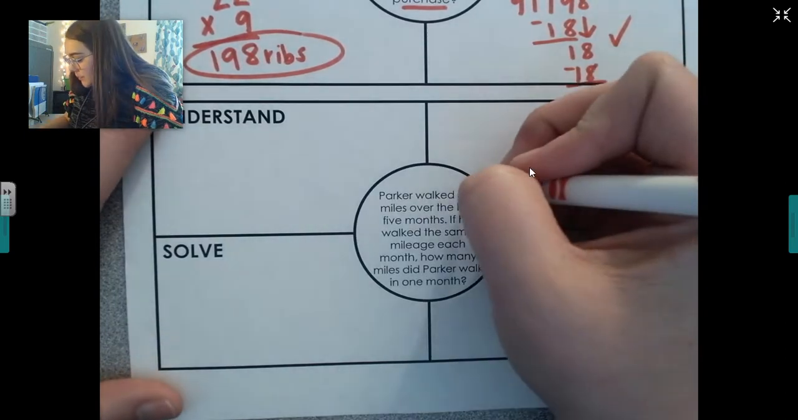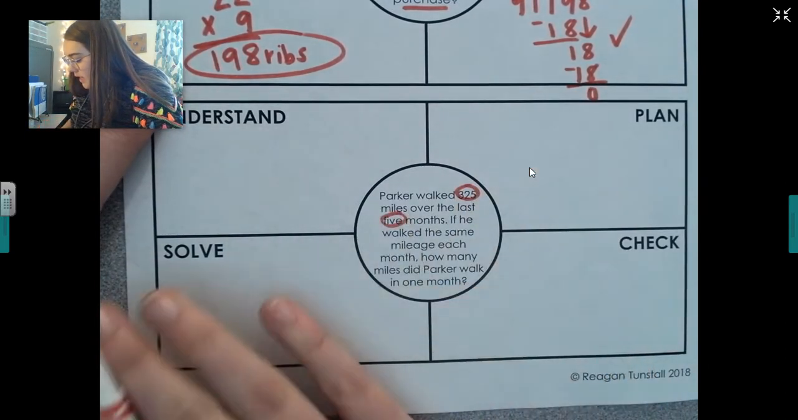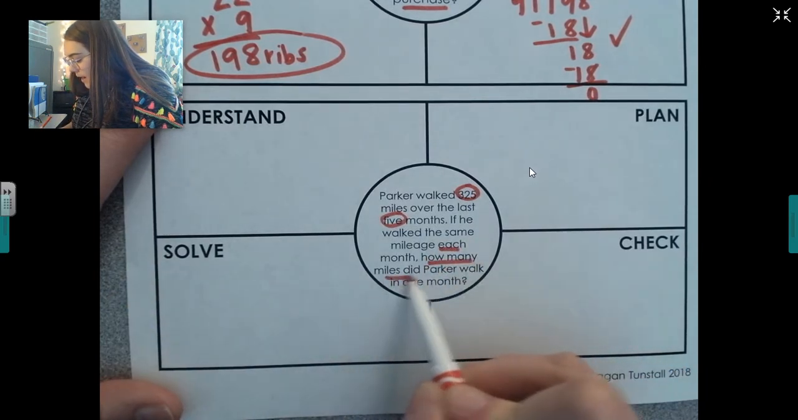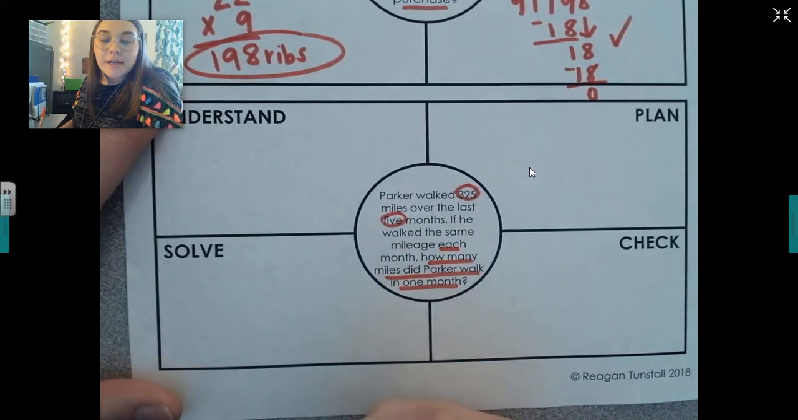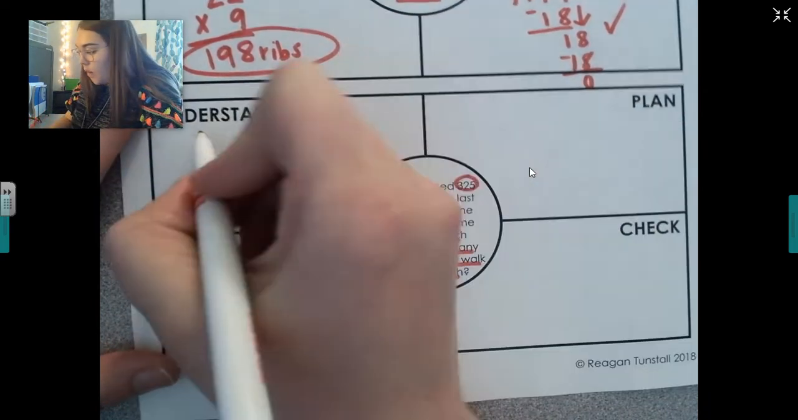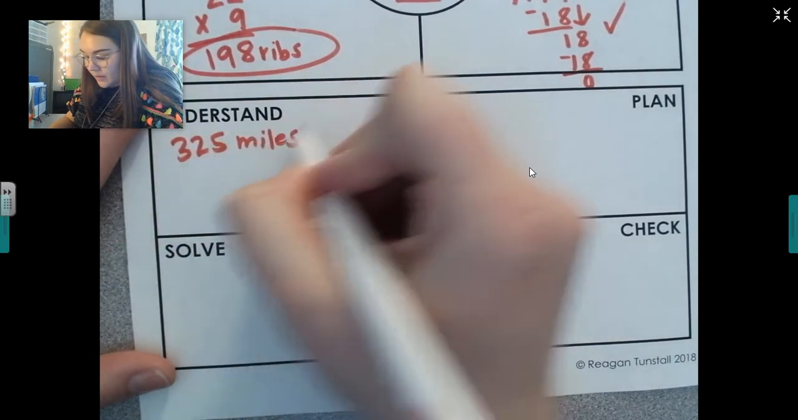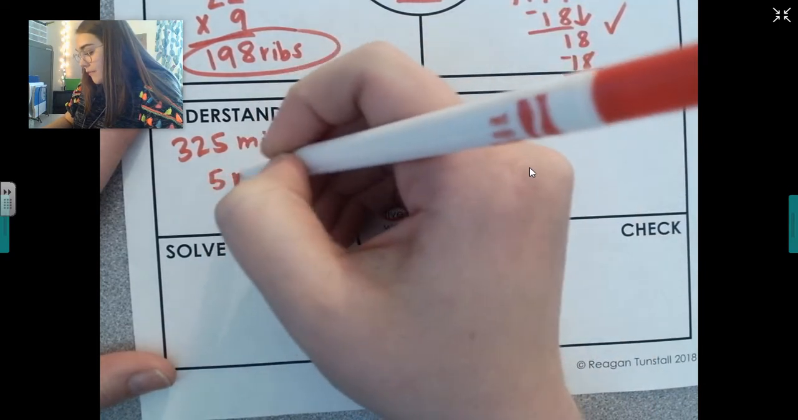Parker walked 325 miles over the last 5 months. If he walked the same mileage each month, how many miles did Parker walk in 1 month? So as I was reading, I was already circling. So he walked 325 miles total. And he walked those in 5 months.